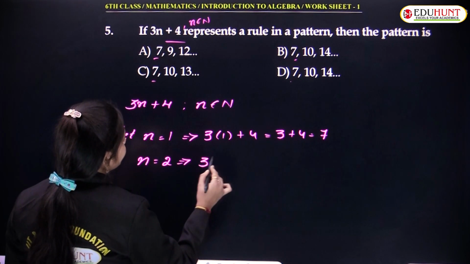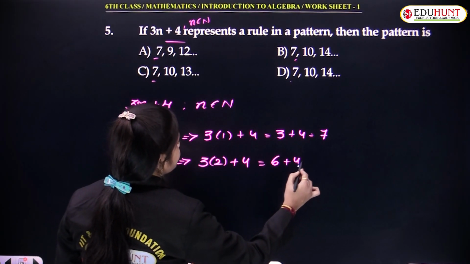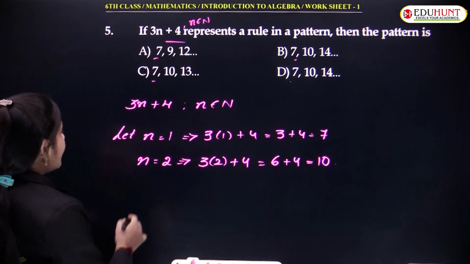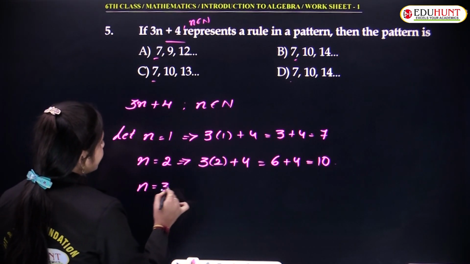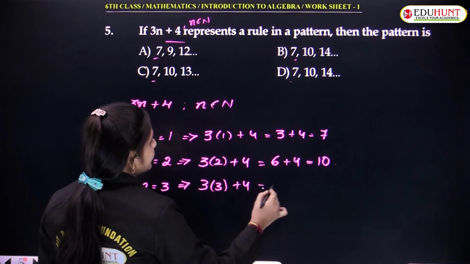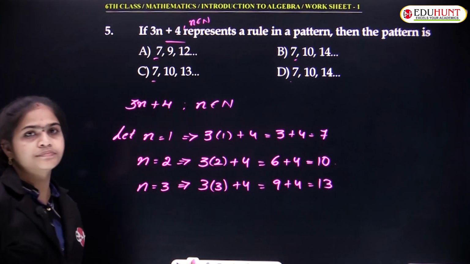Now n is equal to 2. Then what will happen here? 3 into 2 plus 4: 3 times 2 is 6, plus 4 is equal to 10. That is the second number. Next, n is equal to 3. 3 into 3 plus 4: 3 threes are 9, plus 4, which is equal to 13.